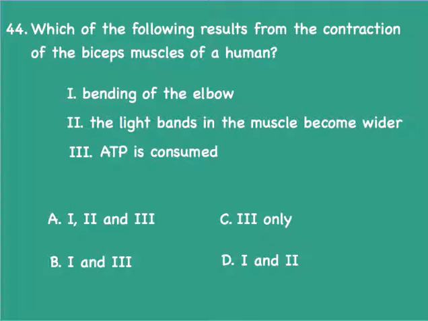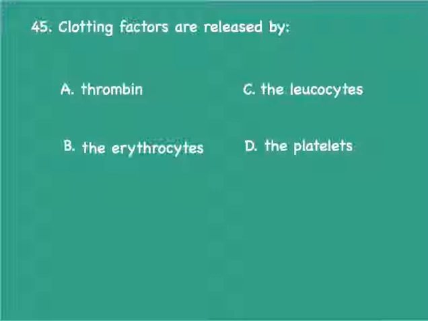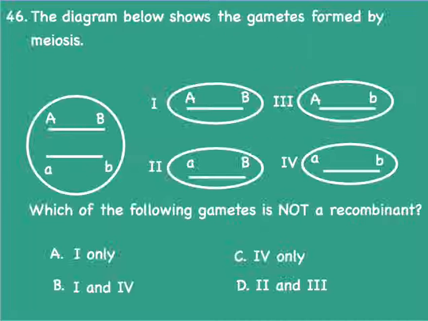When the biceps contract, the elbow bends. ATP is consumed, but the light bands become more narrow, so therefore the answer is 1 and 3 only. Answer B. Clotting factors are released by platelets and damaged cells, so the answer is D, platelets.